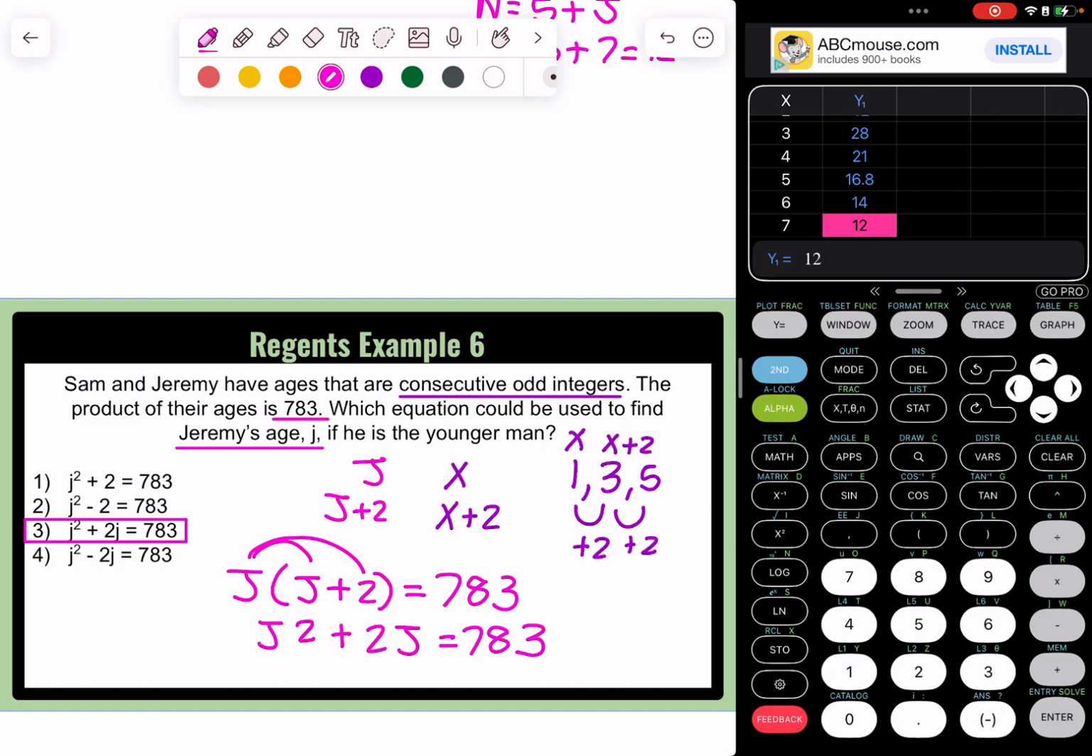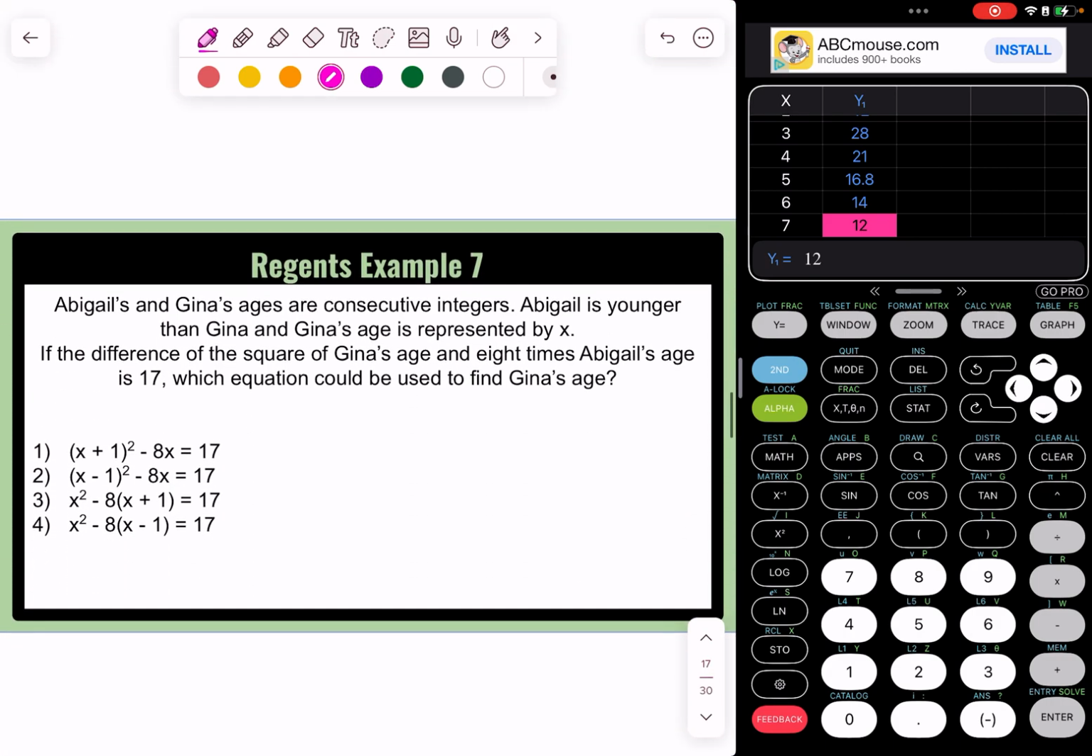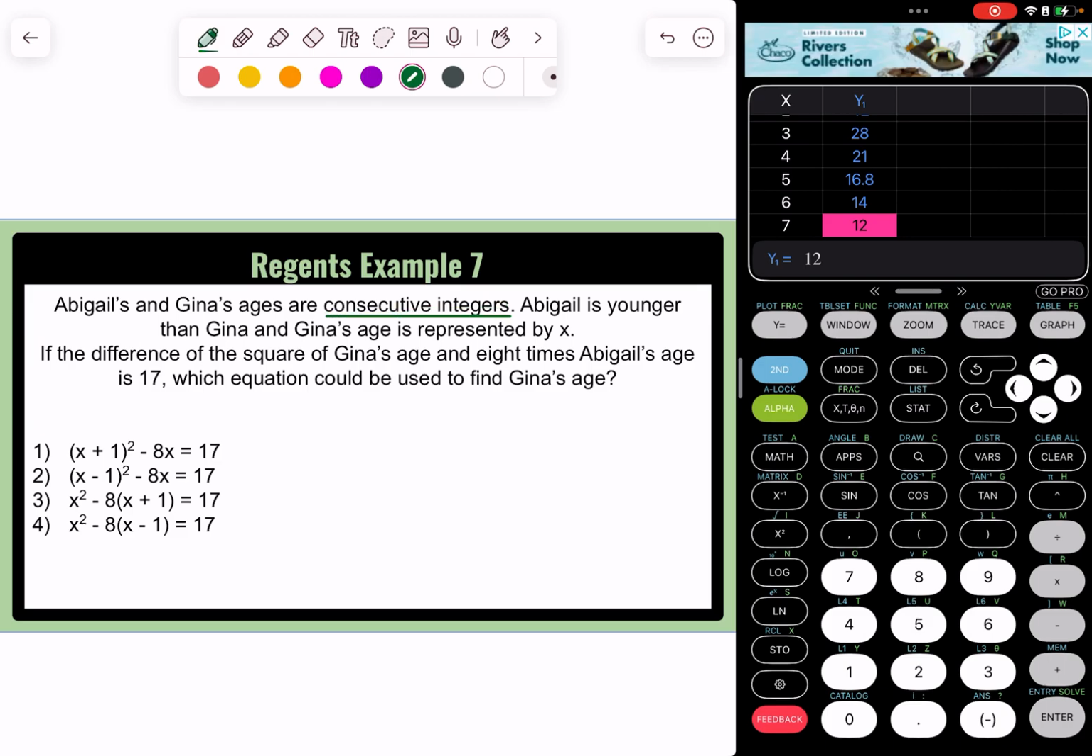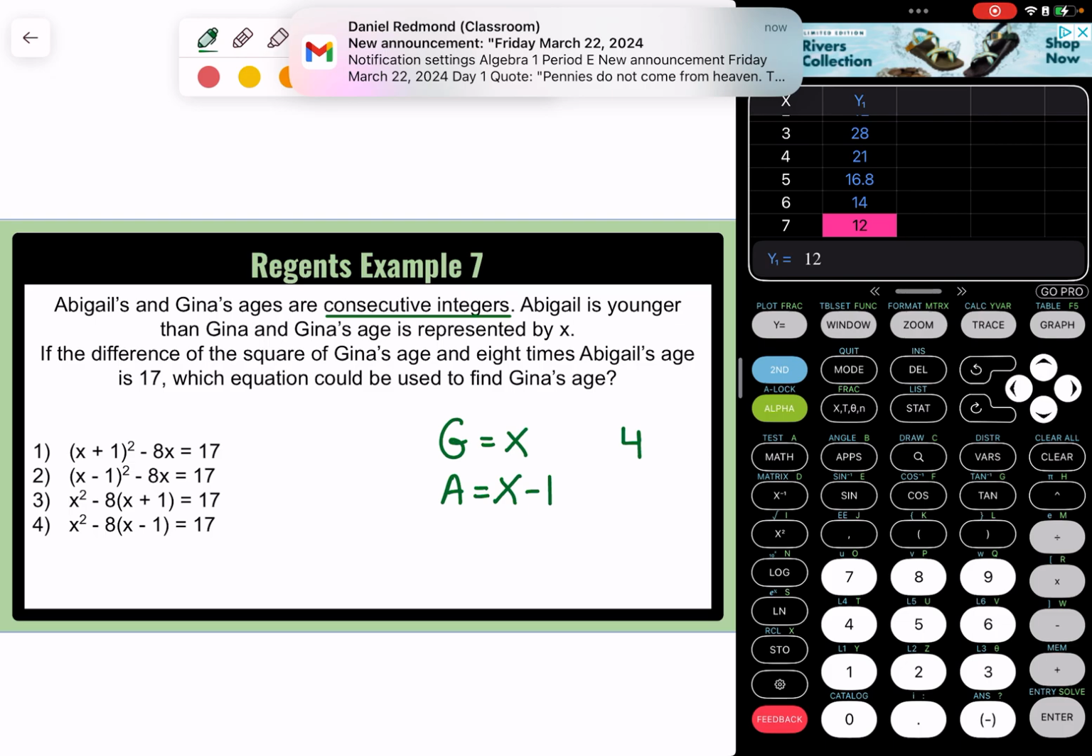Nice. All right, let's look at this next question. Try it. Pause the video, see if you can figure it out. Abigail and Gianna's ages are consecutive integers. So it doesn't talk about even or odd, it just says consecutive. Abigail is younger than Gianna. Gianna's age is represented by x. So Gianna equals x. Abigail is younger, so if you want to go backwards, you'd have to do x minus 1. Because let's just say that Gianna is 4, and we want to go to a younger person, to Abigail, she would have to be 3, and that means we're subtracting 1.